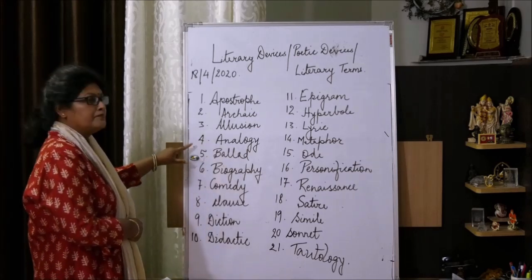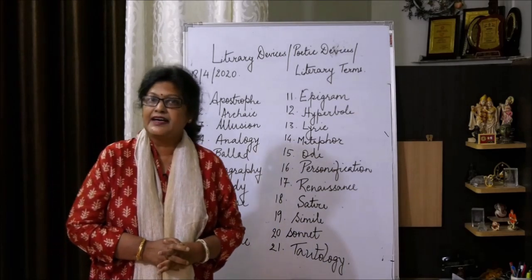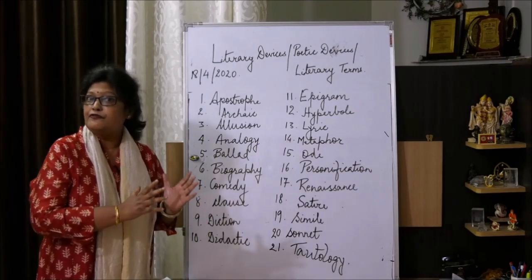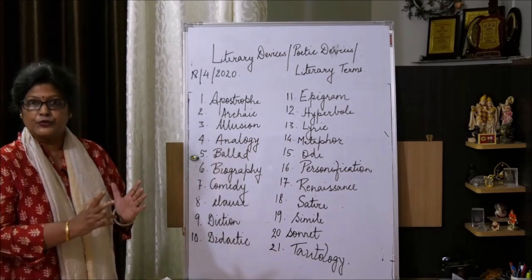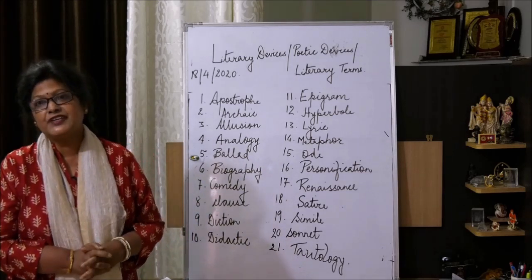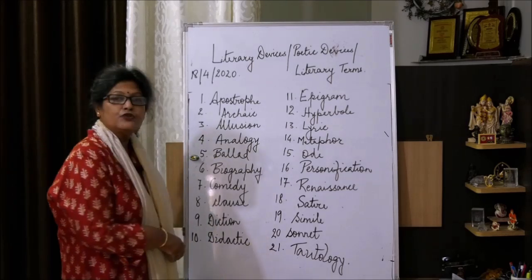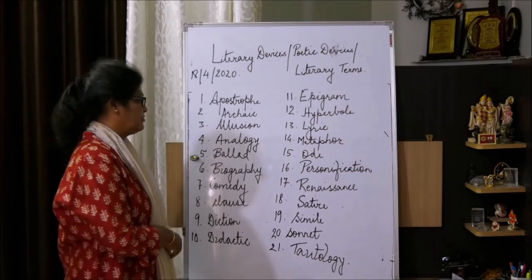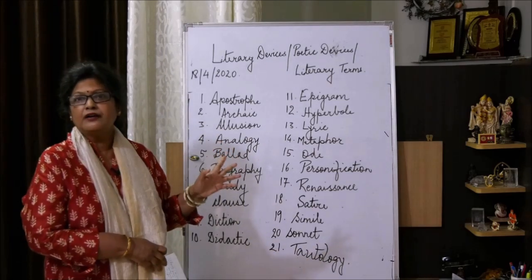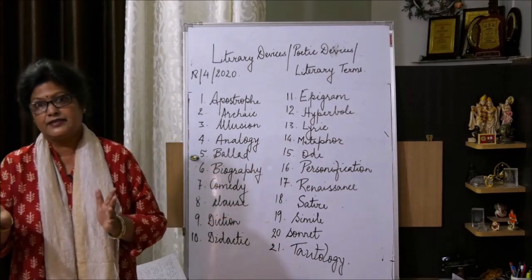Next, fifth is ballad. Ballad is a narrative poem that has a story in it. It is a form of poem that has a story in it, and it is sung by many in the chorus using refrain. And it is often described through the dialogues. Next is biography. A very simple thing. Biography is the story of a person written by someone else.